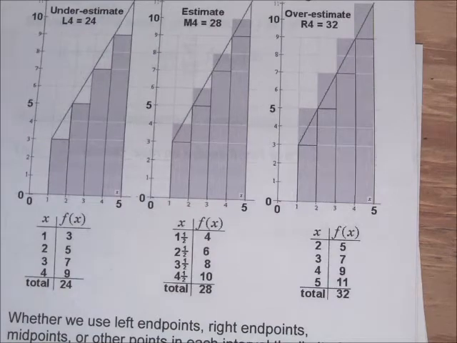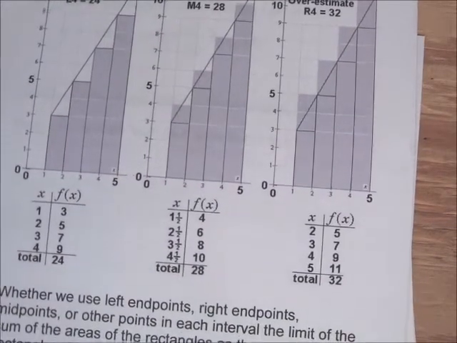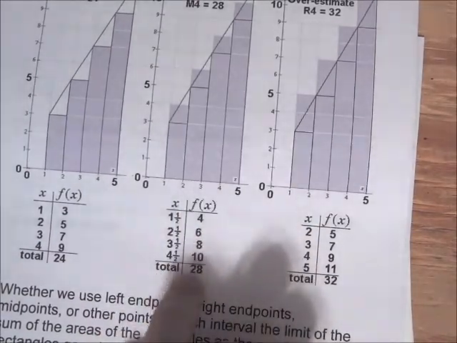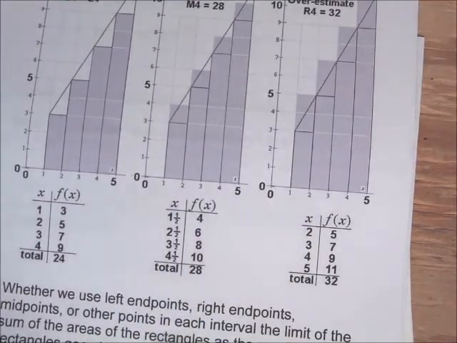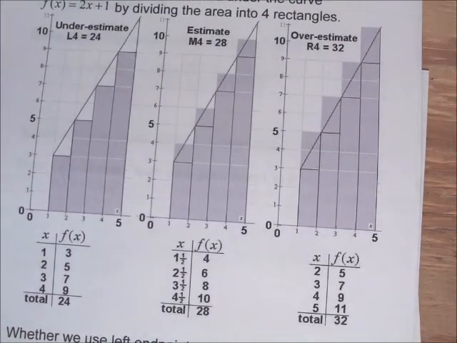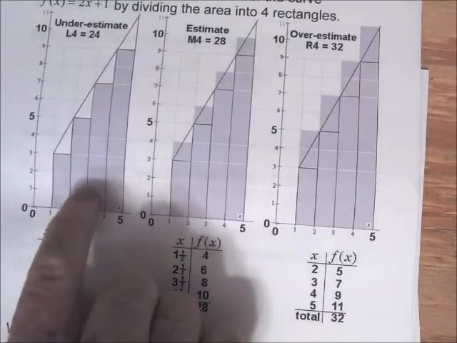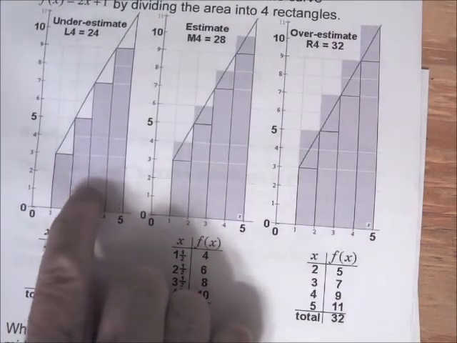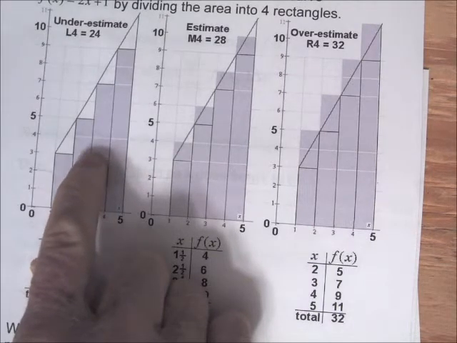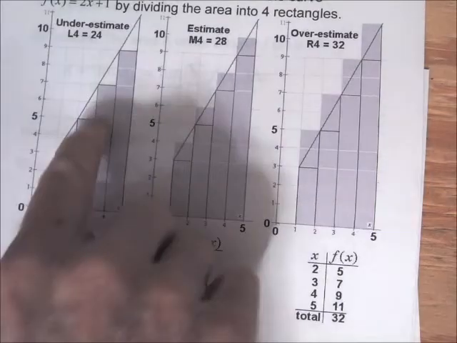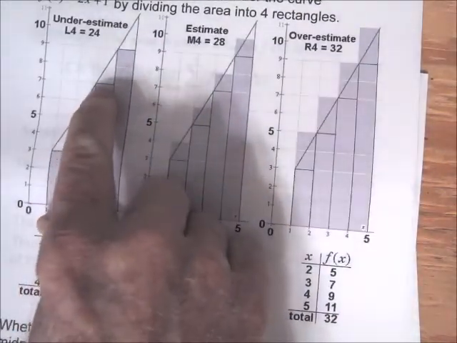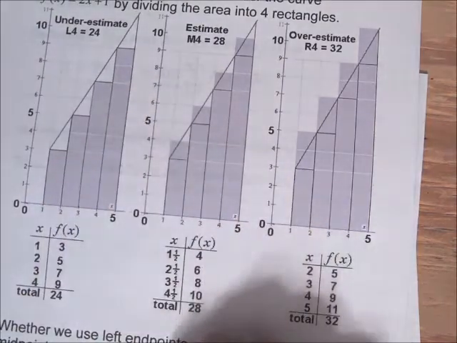So anyway, the area certainly is going to be somewhere between 24 and 32. 28 might be a good guess. That's kind of in between. But in either case, whether we use left endpoints, midpoints, or right endpoints, as we increase the number of rectangles, the area is going to get closer and closer to the actual area that is underneath the f of x.